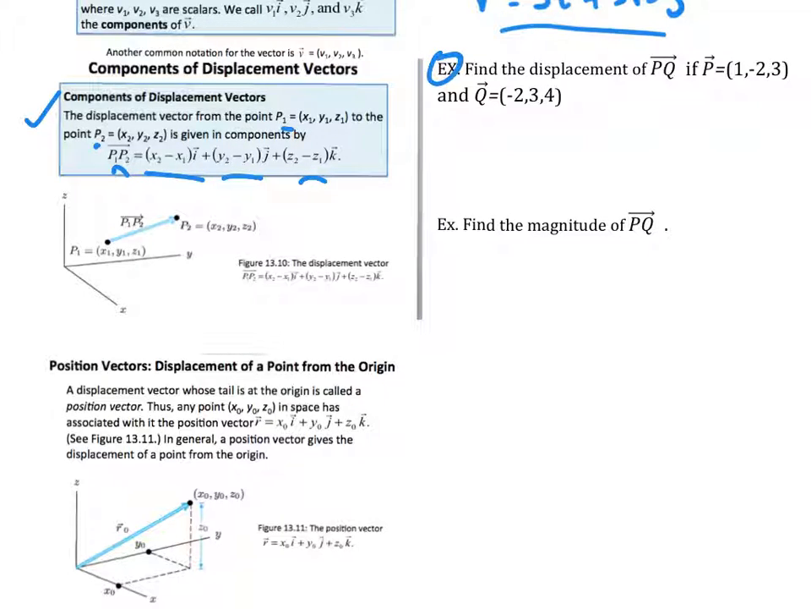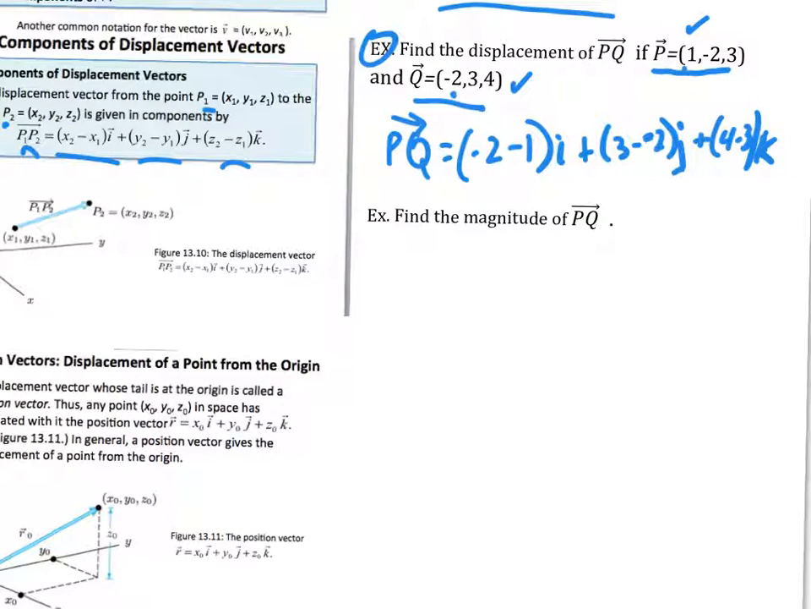So for example here, find the displacement of PQ if P is equal to this point and Q is equal to this one. So I'm just going to take the Q minus the P and put it into my vector form. So PQ is equal to, I got my -2 minus 1. I think you can see the rest of this.